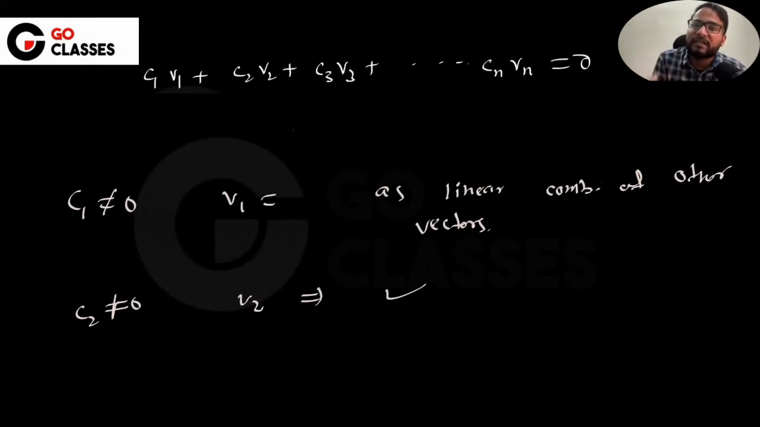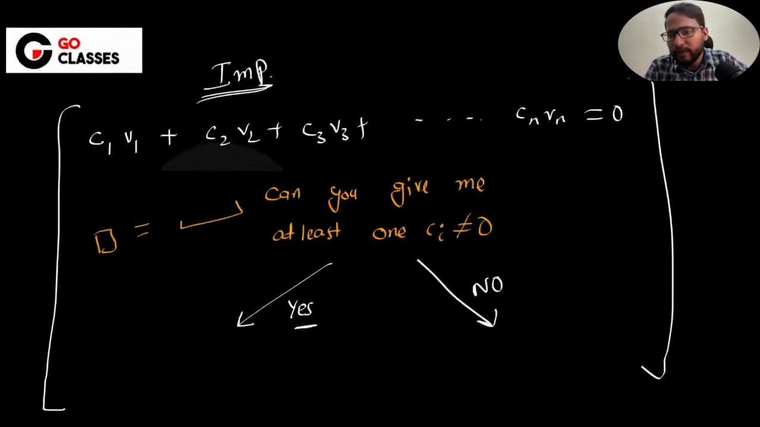So if they give you some non-zero ci, then the vectors are linearly dependent. If they say that all of the CIs are zero, then you cannot represent any vector, which means they are linearly independent. So let me go step by step.